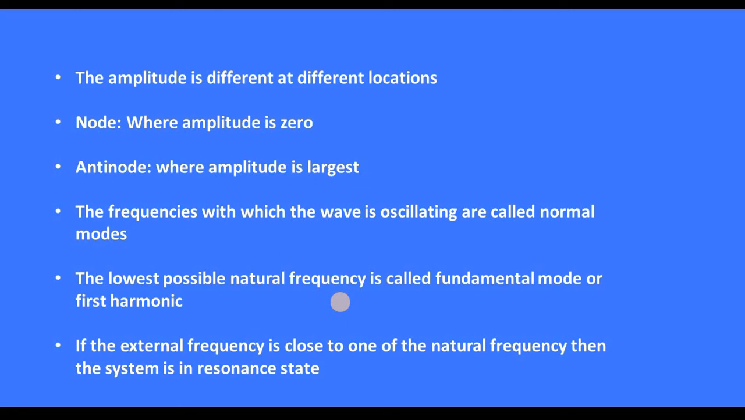So based on these nodes and antinodes, we can define the frequency. That means we can find the fundamental frequency. The frequencies with which the wave oscillates are called normal modes. That means the number of oscillations that happen in unit time is known as the frequency. Based on these oscillations, we can find these frequencies, and those are known as normal modes.